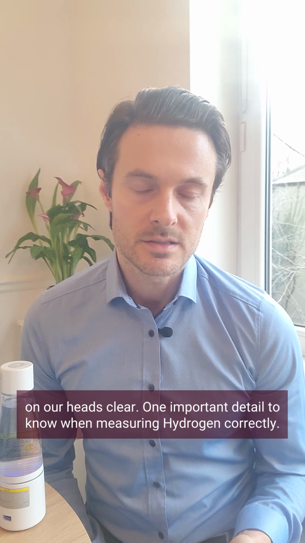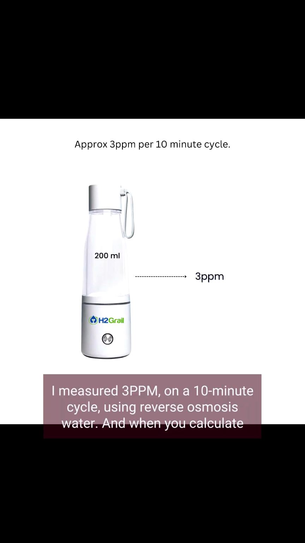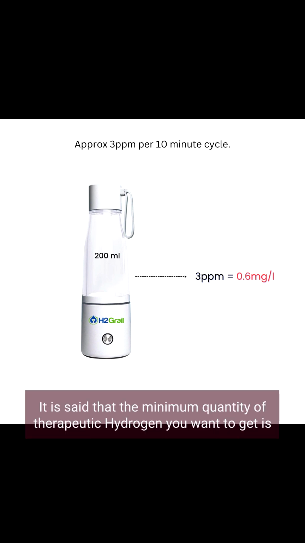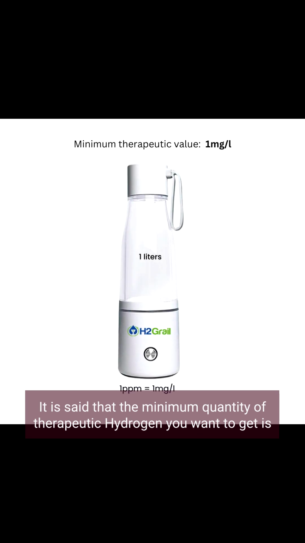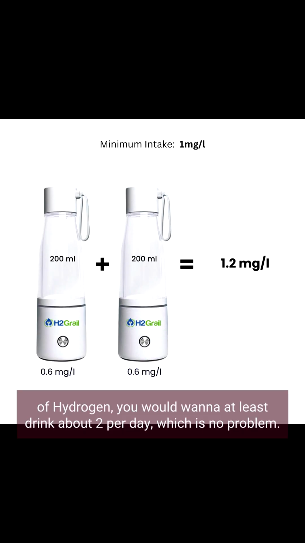One important detail to know when measuring hydrogen correctly, I'll use the H2 Grail as an example. I measured 3 ppm on a 10-minute cycle using reverse osmosis water. And when you calculate that in milligrams per litre, it's actually 0.6 milligrams of hydrogen content. It is said that the minimum quantity of therapeutic hydrogen you want to get is 1 ppm per litre or 1 milligram per litre. So if this amount gives 0.6 milligrams of hydrogen, you'd want to at least drink about 2 per day, which is no problem if you're hydrating correctly.